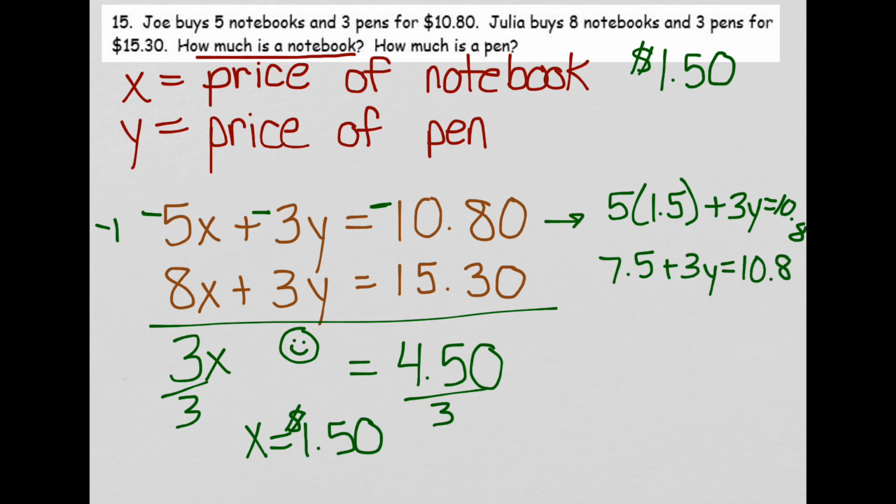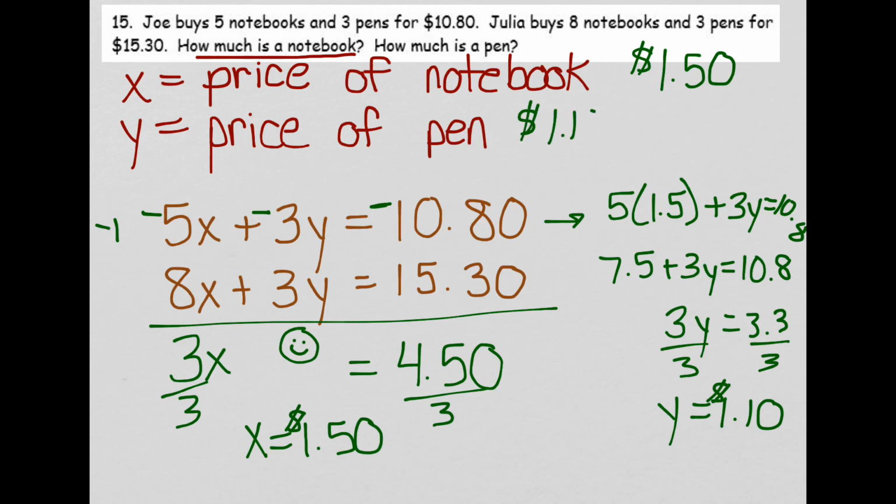Now I'm going to subtract 7.5 from each side, and that leaves me with 3y equals 3.3. Divide both sides by 3, and you get that y equals 1.1, which would make a lot more sense if you put that 0 on the end and a dollar sign and call that $1.10. And so the price of a pen was $1.10.